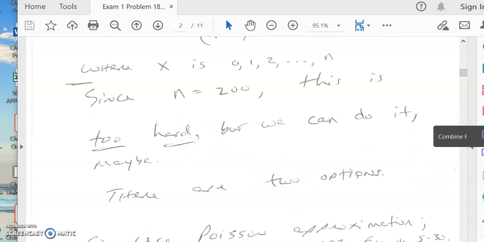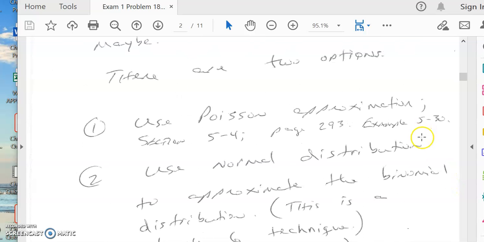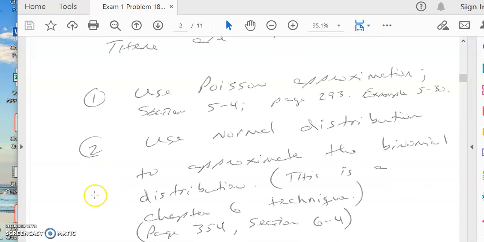What I wrote here was it's too hard, but we can do it, maybe. All right, we'll see. So there are 2 options that we can do. Now this is exam 1, so the exam was supposed to be chapters 1 through 5. The Poisson approximation is in section 5-4, on page 293, and in fact, example 5-30 is an example of how to do this sort of approximation. So that's right within the scope of exam number 1.